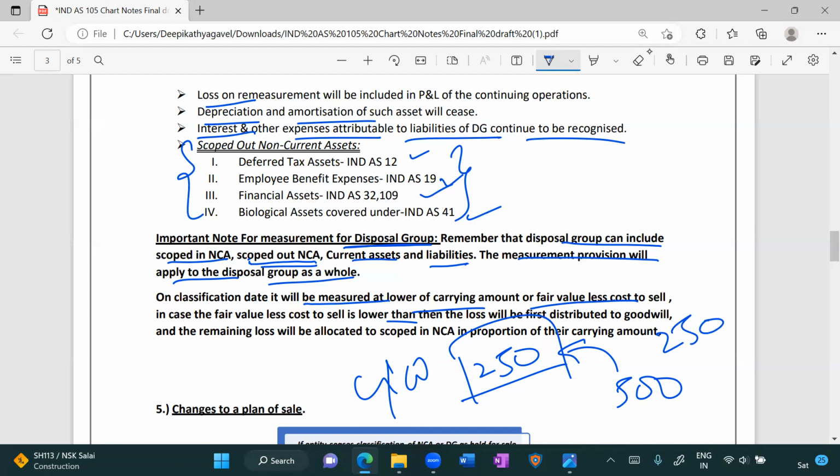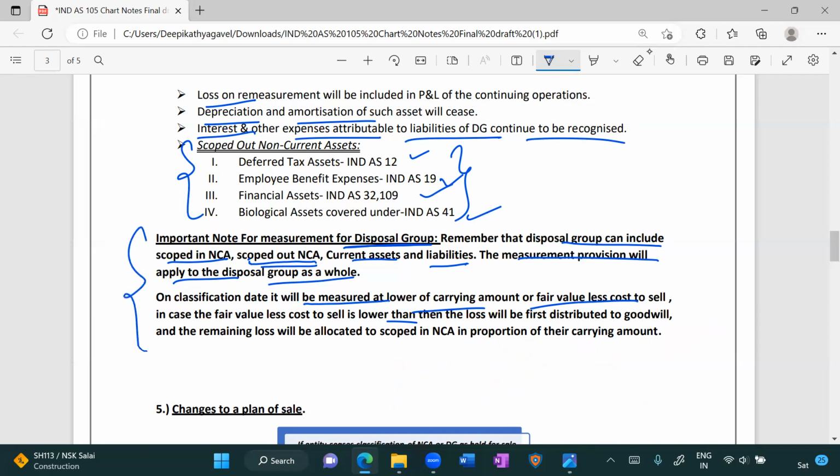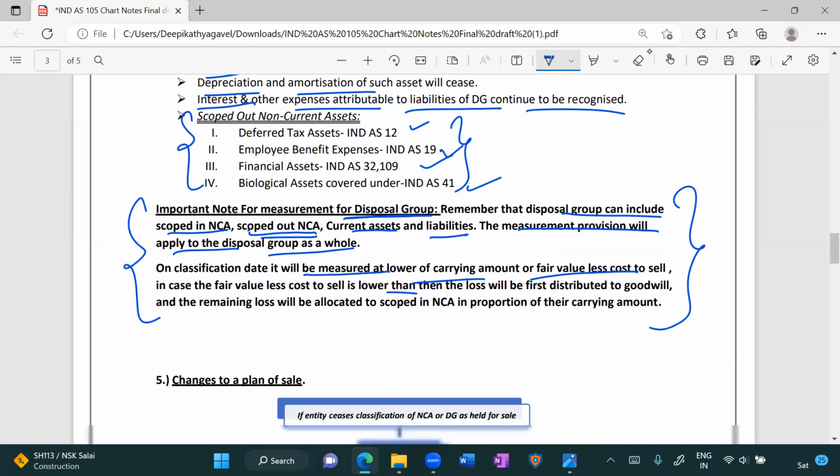The standard says for the remaining loss, you allocate it to the scoped in non-current assets. Whatever non-current assets are scoped in. Scoped out non-current assets not to be included, current assets not to be included. So whatever is the scoped in non-current asset, you adjust with that proportionately, with the carrying amount proportionately, right? So this is what the standard says. I hope you will get a couple of illustrations in your ICI module also with this principle. So it is very easy.